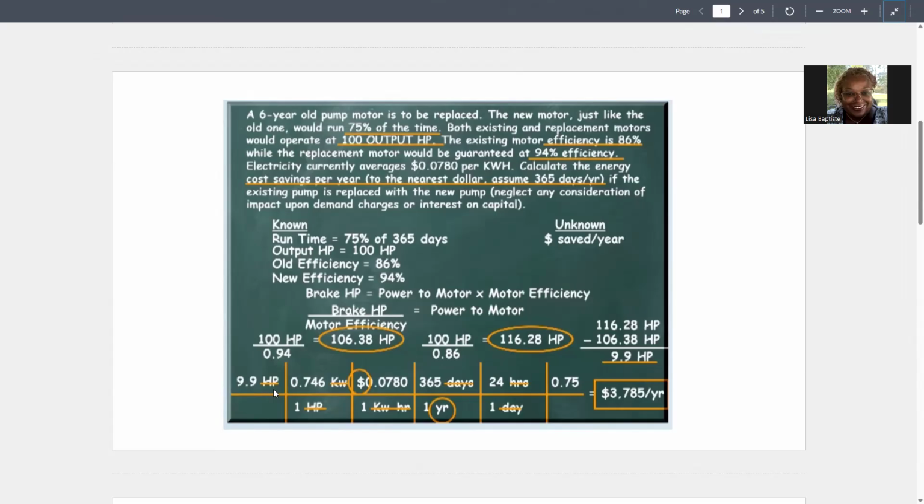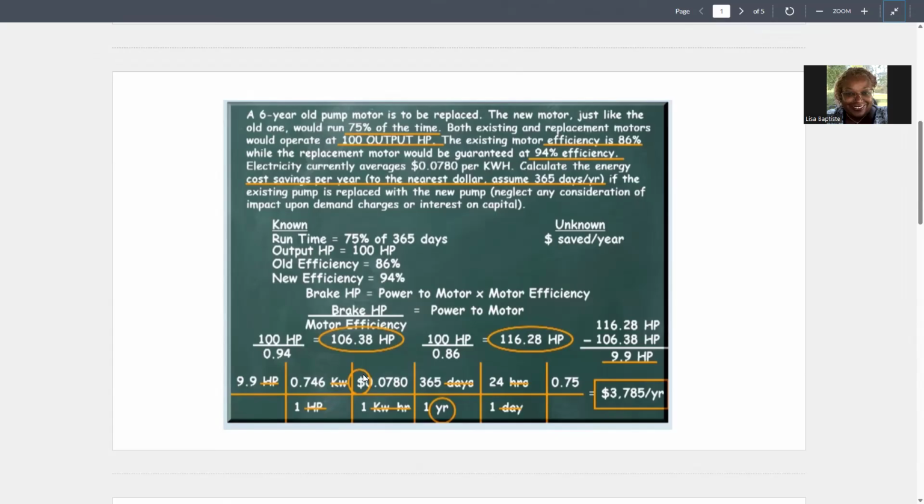And we are going to convert that through a series of calculations to get to our cost per year. So we start off with our 9.9 HP. We're going to multiply that by 0.746 kW, or kilowatts, over 1 HP, right? And so that is our equality between HP and kilowatts.